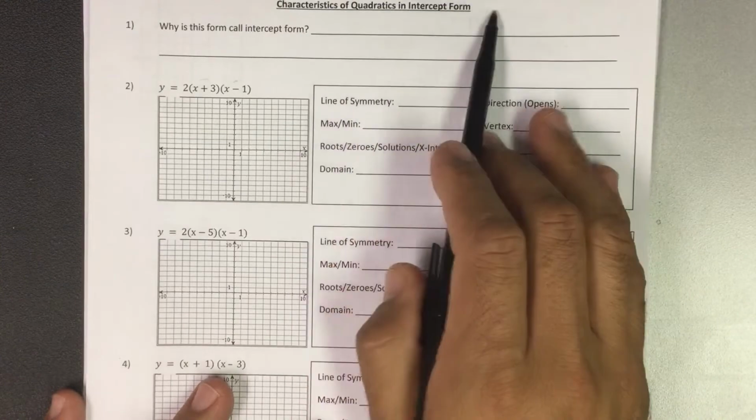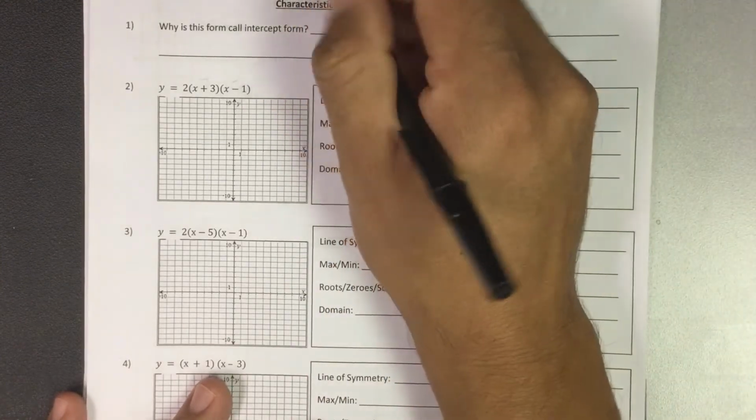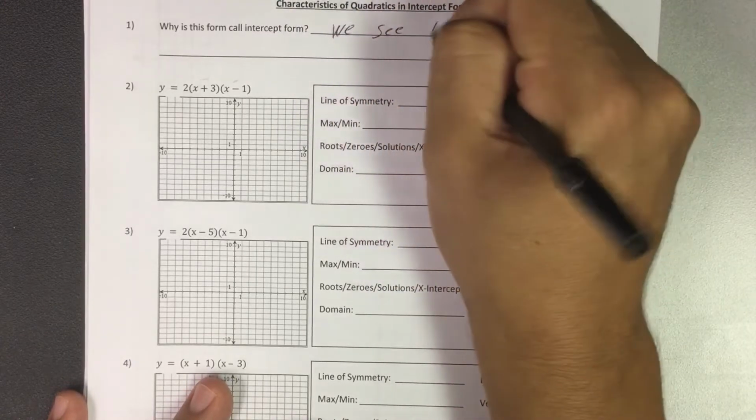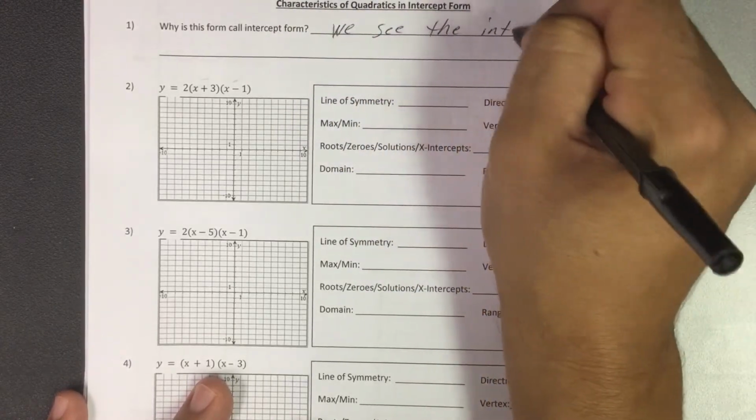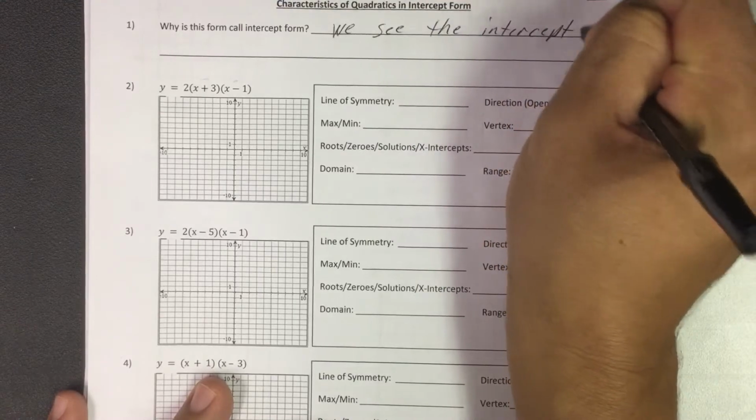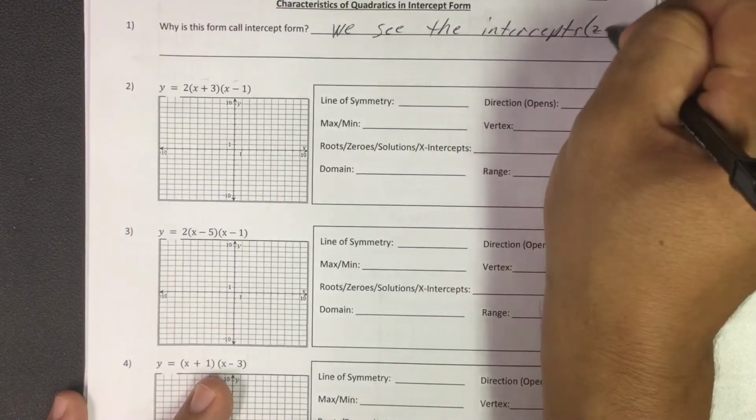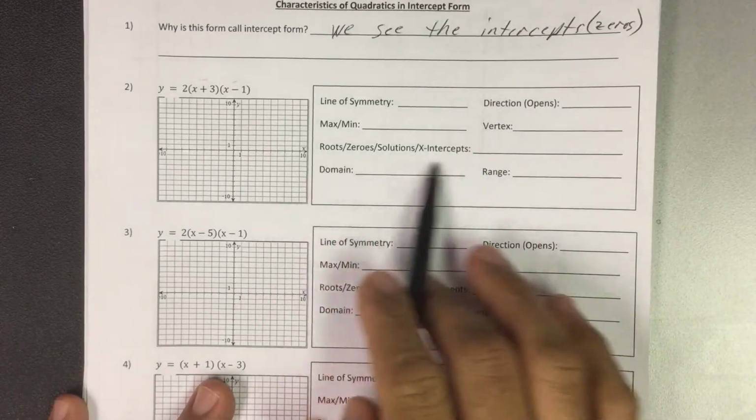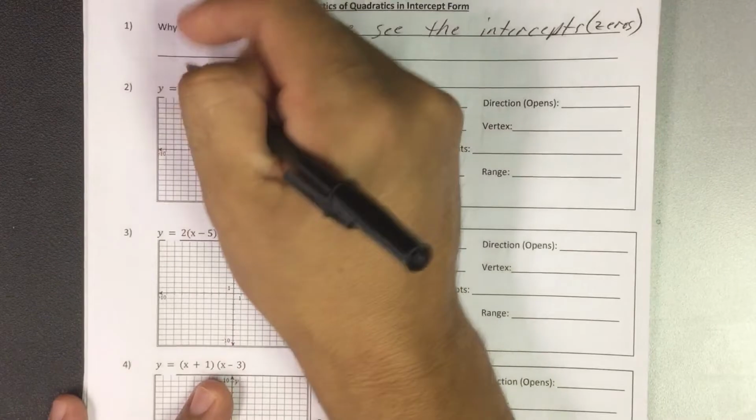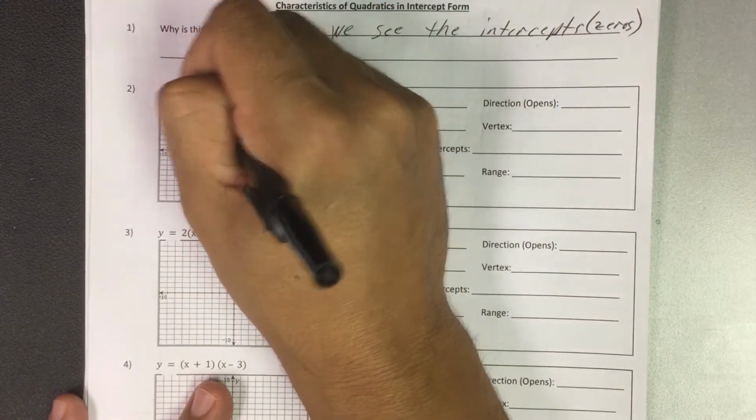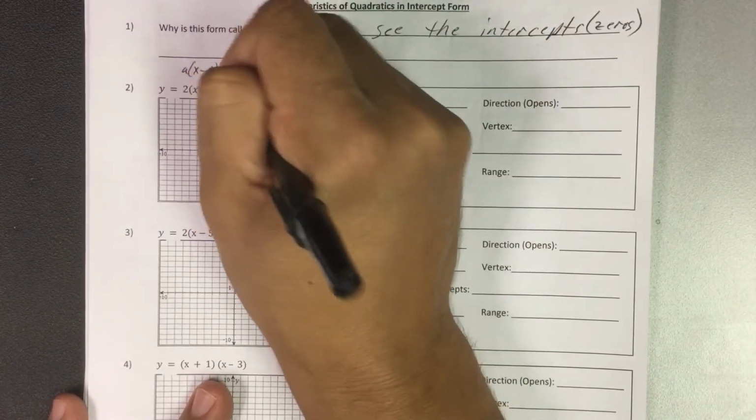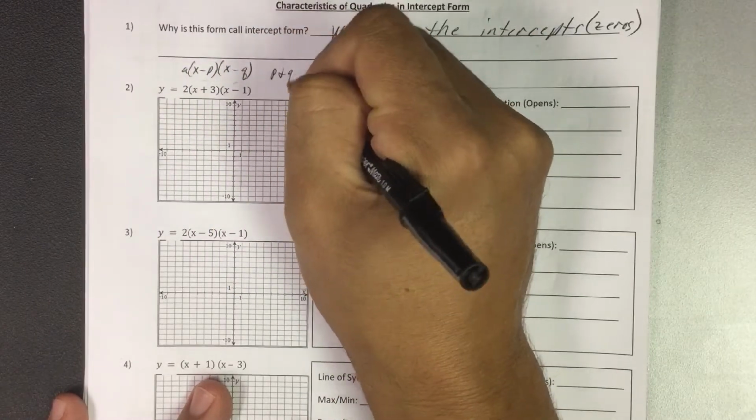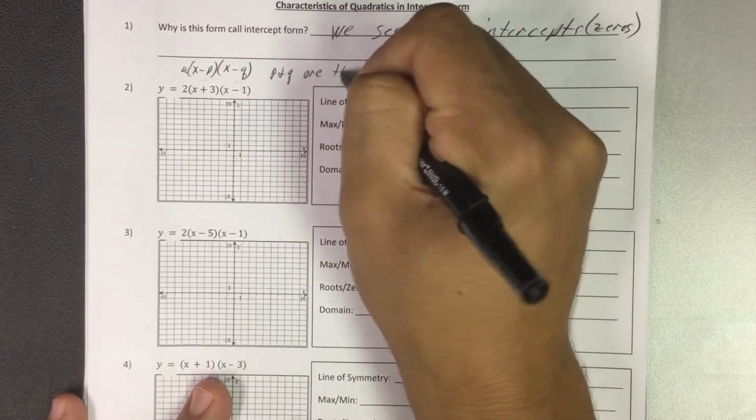But for this one, for intercept form, the reason we call it intercept form is that we see the intercepts. We also call those the zeros, right? We also call those the solutions. It's this right here. We can see that right away. How do we see that? Well, it's always a times x minus p times x minus q. P and q are the intercepts.